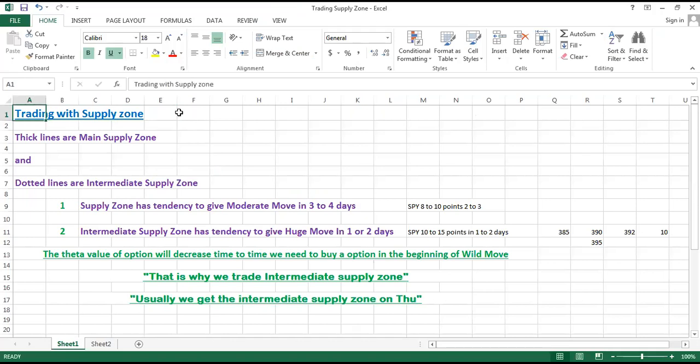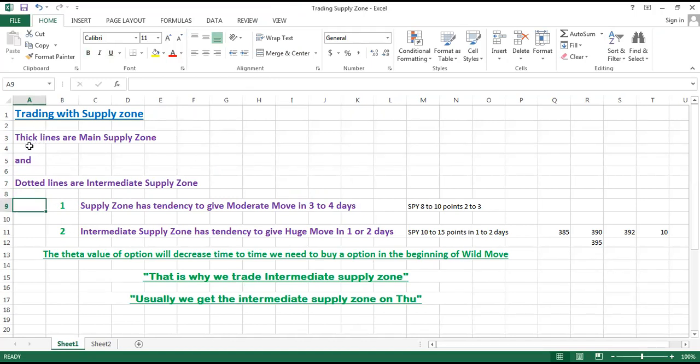See, trading with supply zones. How to differentiate between calls and puts? Based on intermediate points, zones, how to identify like between the calls and puts, whether to go with the calls or put options. Right, I'll come, sir, there.